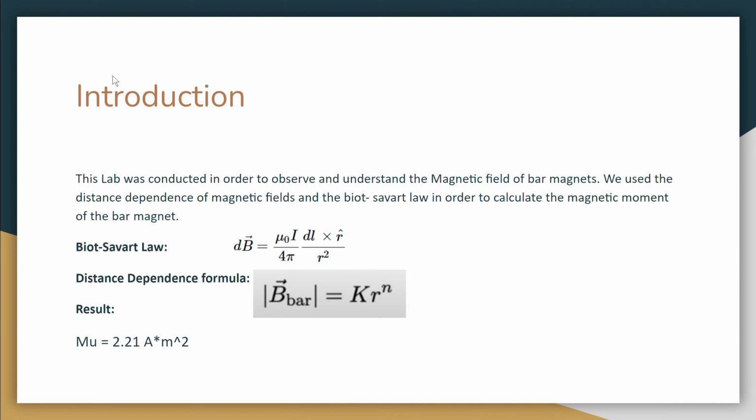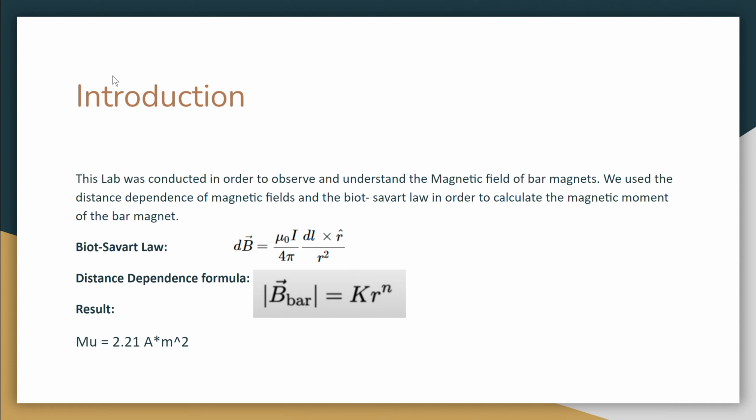So this lab was conducted in order to observe and understand the magnetic field of bar magnets. We used the distance dependence of magnetic fields as well as the Biot-Savart Law in order to calculate the magnetic moment of the bar. Below we can see the Biot-Savart Law being dB equals mu I over 4 pi times dl cross r hat over r squared.